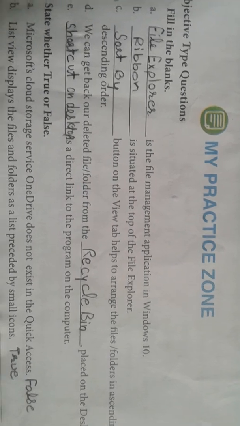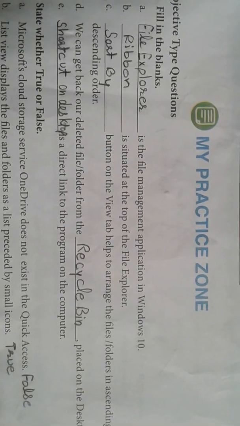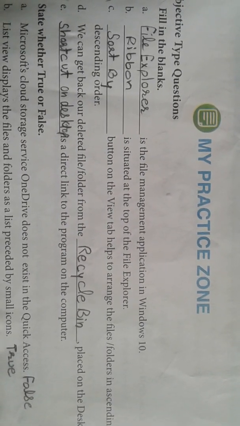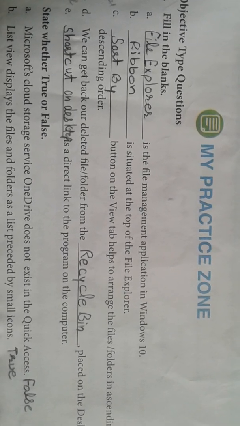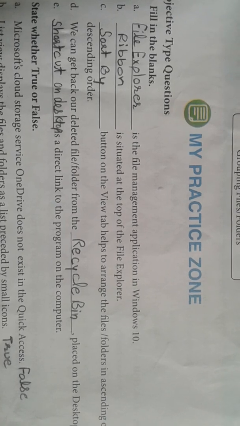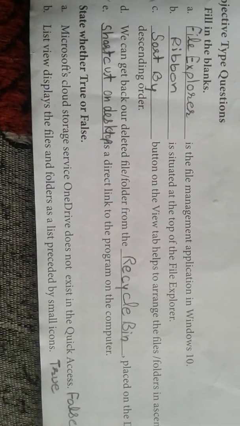The last one, shortcut on desktop. We are arranging the shortcuts on the desktop. A shortcut on the desktop is a direct link to a program on the computer. Whenever we want to go directly to a program, we have to create a shortcut on the desktop. So now moving forward to the true and false.